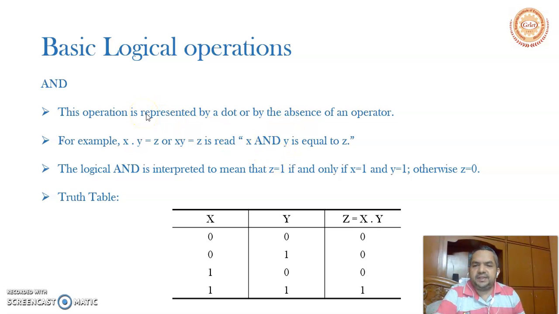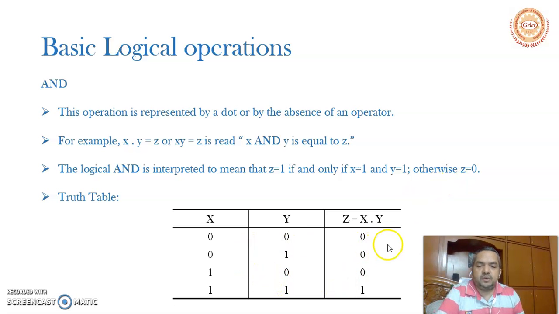This AND operation is represented by a dot or by the absence of an operator also. For example, x dot y is equal to z. This is AND operation. Or xy is equal to z. So a multiplication-like operation can be called an AND operation. The logical AND is interpreted to mean that z is equal to 1 if and only if x is equal to 1 and y is equal to 1, otherwise 0.